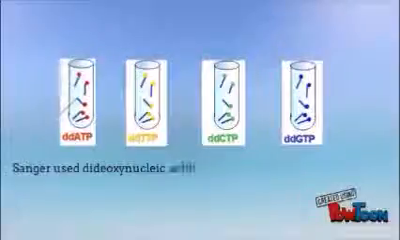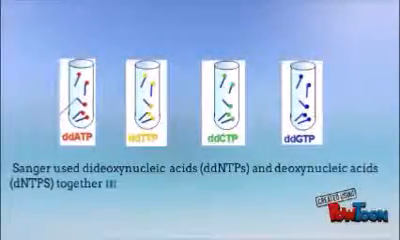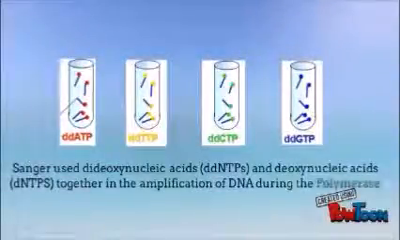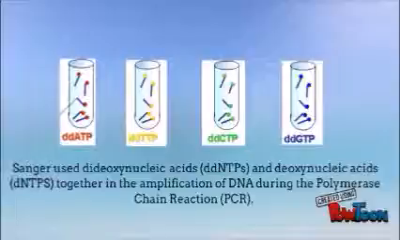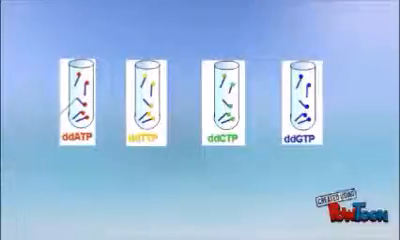Sanger DNA sequencing was developed by Frederick Sanger and his colleagues during the 1970s. Sanger used dideoxynucleotides, which are called ddNTPs, and deoxynucleotides, which are dNTPs, together in the amplification of DNA during the polymerase chain reaction, which is PCR.